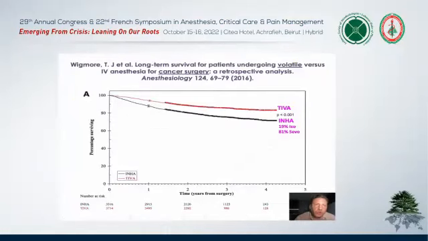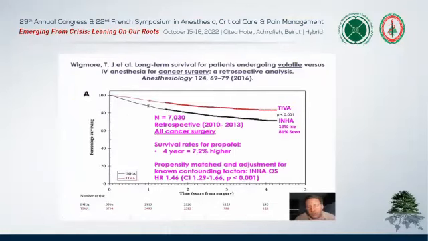Now, Tim Wigmore undertook a large retrospective analysis between 2010 and 2013 in over 7,000 patients in all cancer surgery. And they found that when propofol maintenance was used, there was a 7.2% higher survival at 4 years for this patient group. And when they propensity matched and adjusted for confounding factors, again, the inhaled anesthetic group had a lower overall survival compared to propofol.